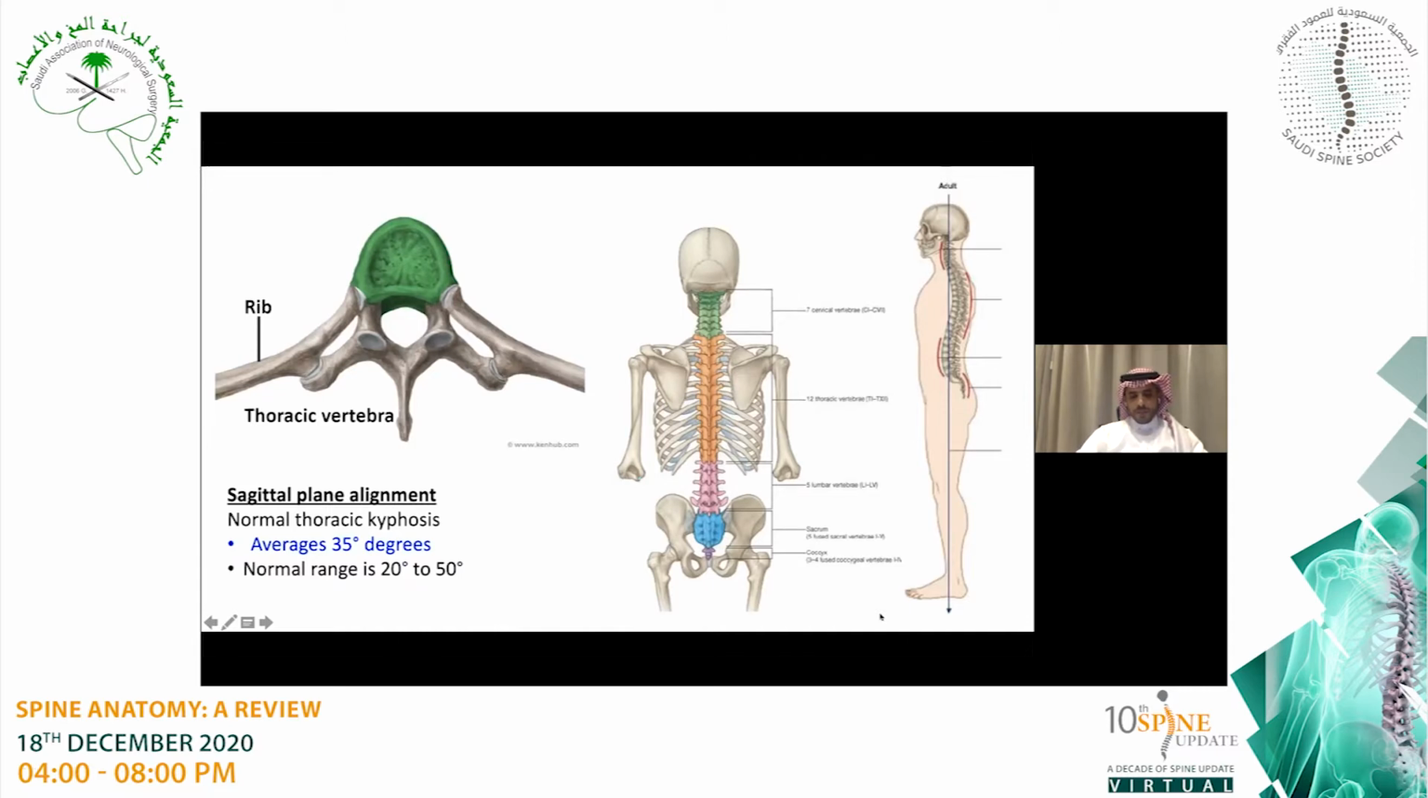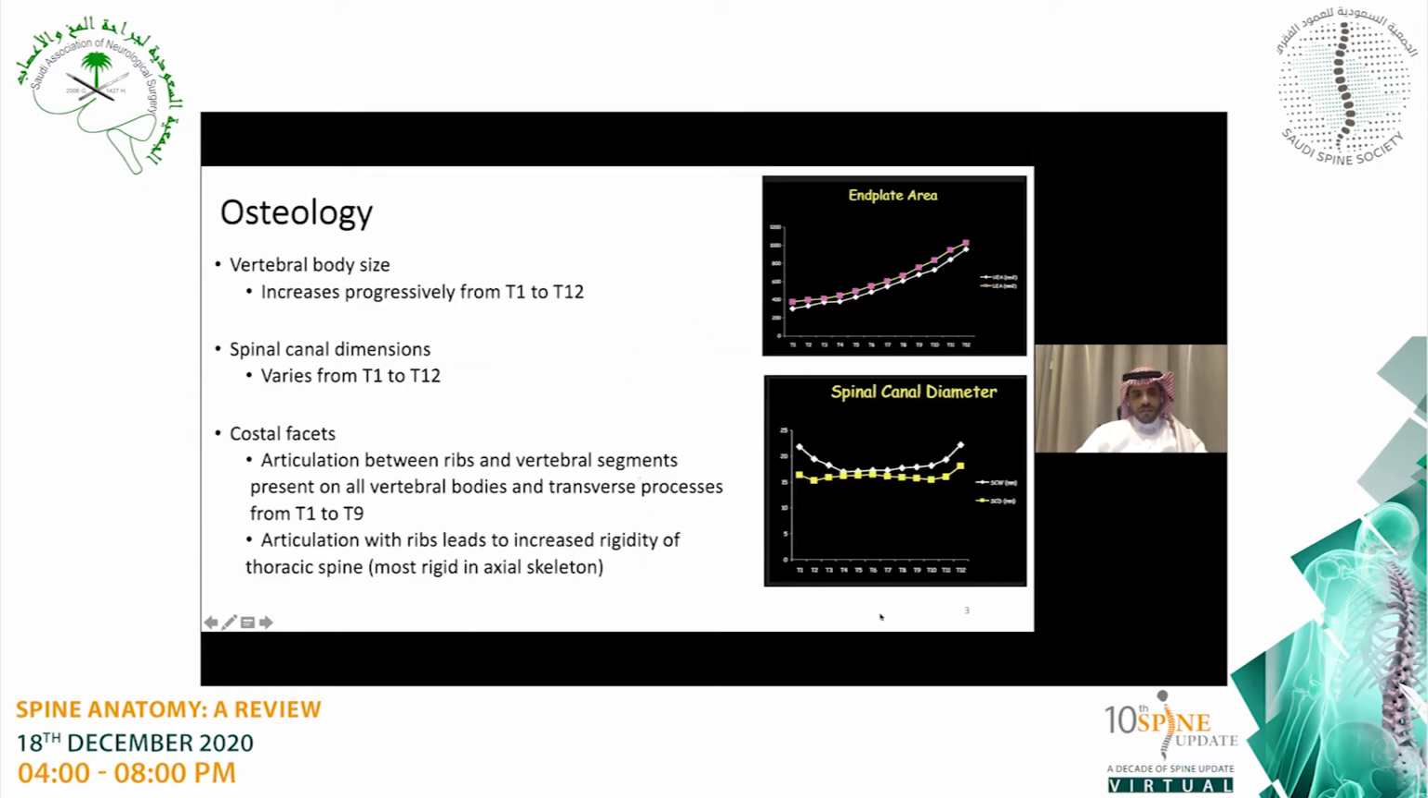The thoracic spine is part of the spine. It's less complicated than what we see in the cervical, and as we go down to the lumbar area, it gets more or less complicated. It participates in the shape of the spine in the sagittal plane, with a normal kyphosis averaging 35 degrees, and a normal range from 20 to 50. In the bone itself, the vertebrae are heart-shaped, and the vertebral body size increases progressively from T1 to T12 as it bears more weight of the trunk.